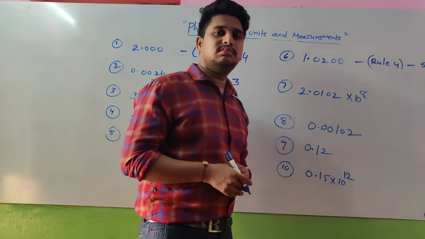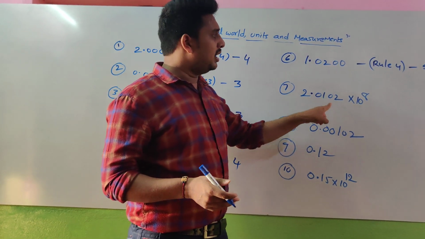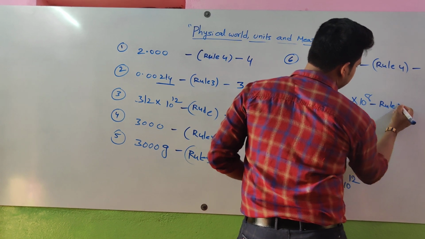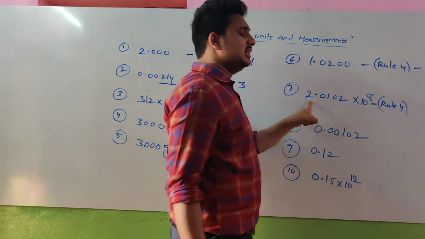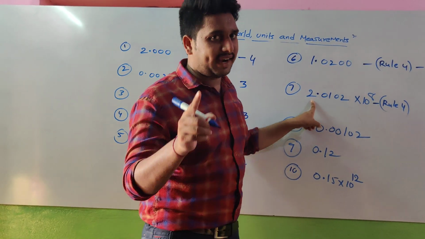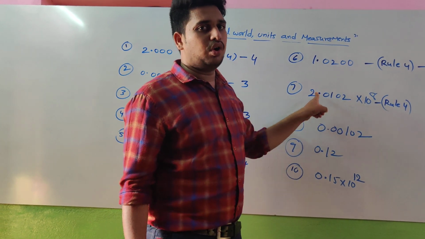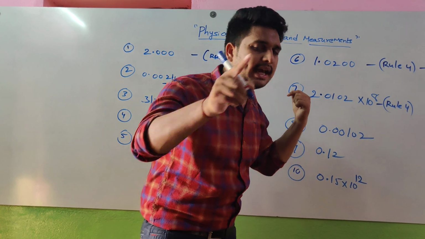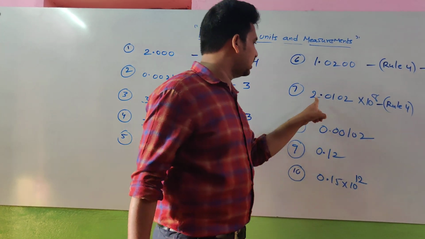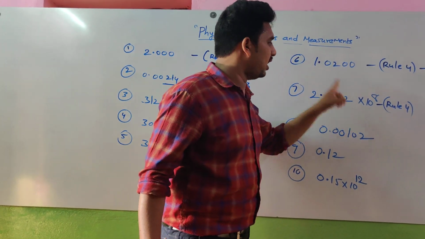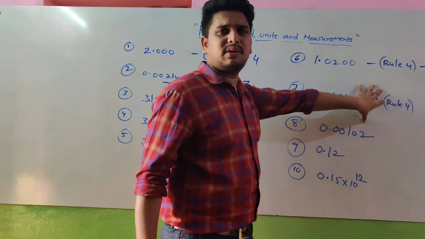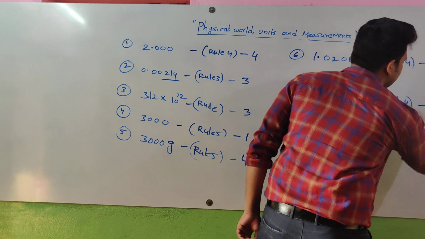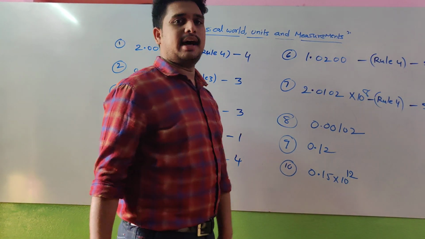For this 7th example, the number is greater than 1. This is also coming under rule 4. The number which is greater than 1 and it is a decimal number. So right side of a decimal, left side of a decimal, all zeros are treated as significant figures. That means here 1, 2, 3, 4, 5. We are not considering this 10 power 8. That means how many significant figures here? 5 significant figures.